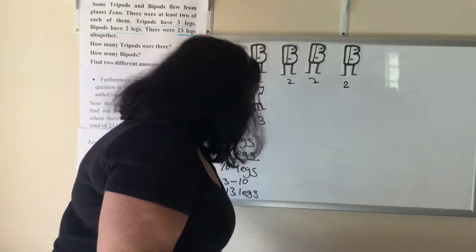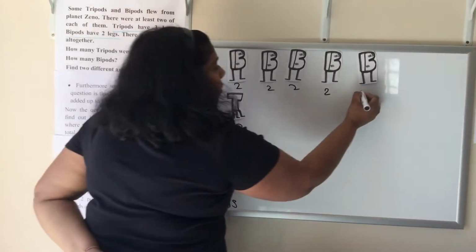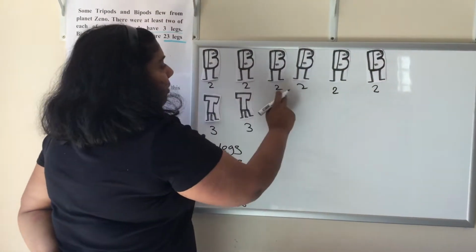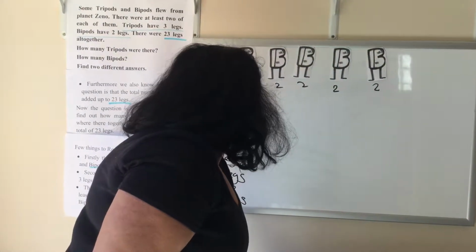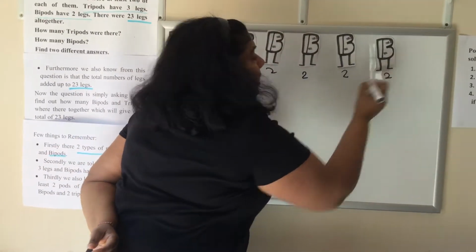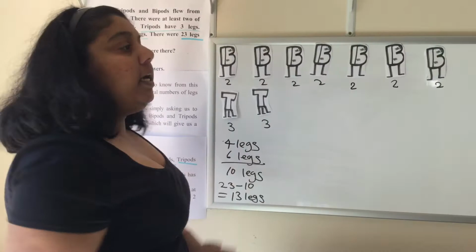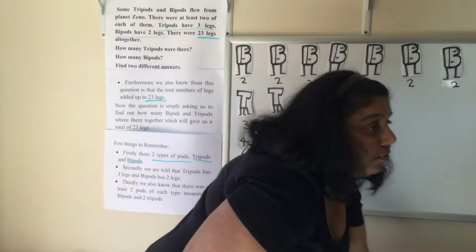Let's try one more and see how many we get here. We have gone up to 16, 18. And we will now add another 2, which will give us a total of 20. So we now have a total of 20, and we all know that tripods have 3 legs. So we need to have a total of 23.